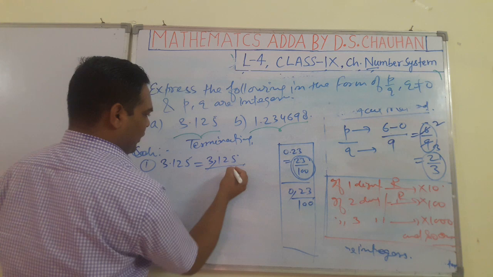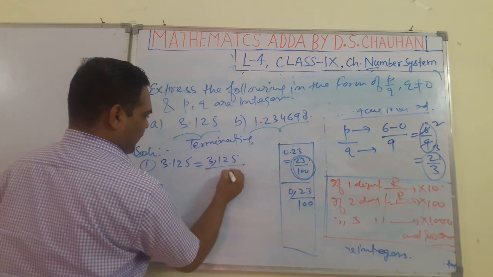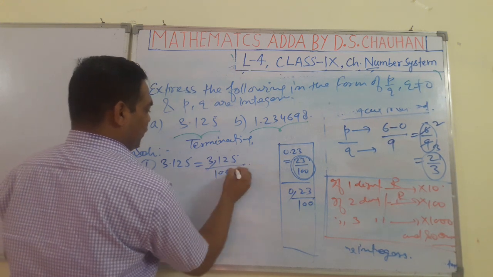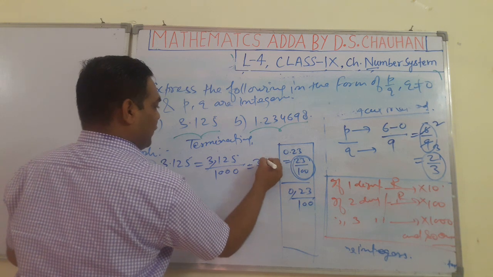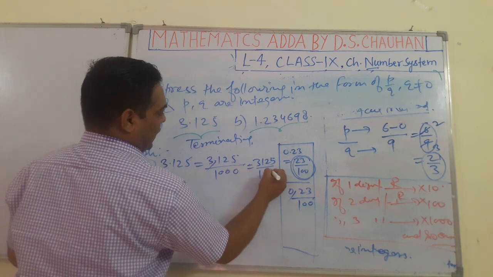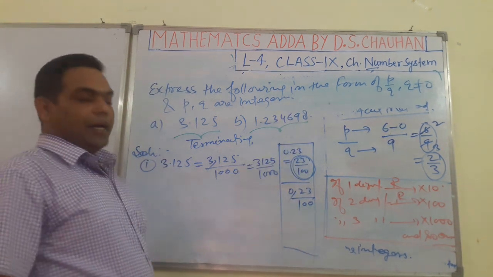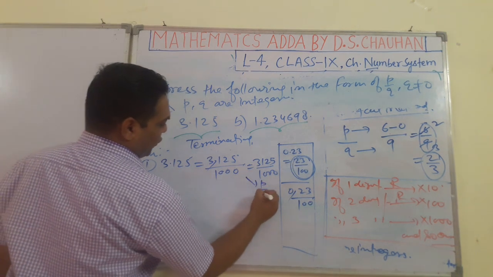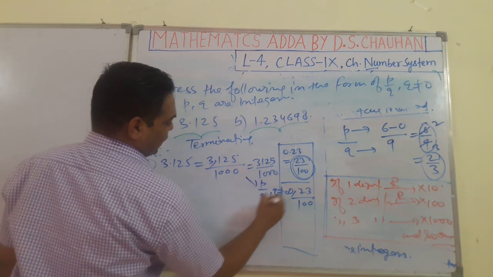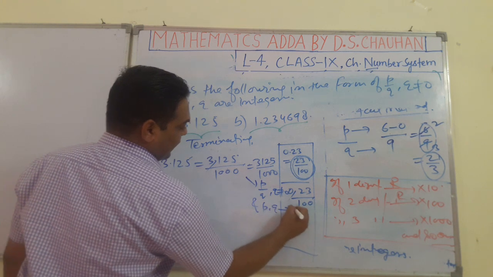3.125 you can note down as 3125 with 1. So easily what do you have? 3125 upon 1000, which is a rational number in the form of p by q, where q is not equal to 0 and p, q are integers.